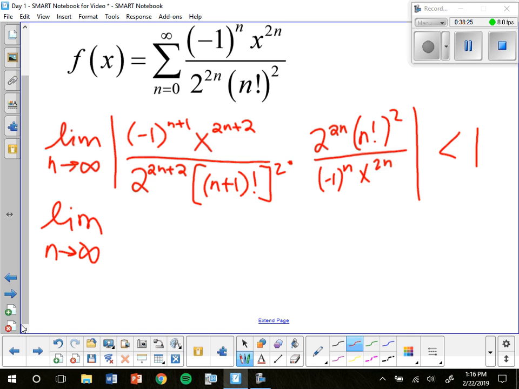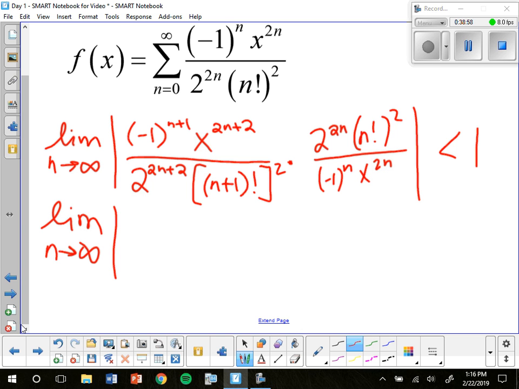I want to start with the stuff that I cannot simplify. Is there anything I can't simplify? No, everything's exponents and factorials, which are really great to simplify. Next, do you see that I have -1 to the n plus 1 over -1 to the n? What does that just equal? Negative 1, which I don't really need to write. Why not? It's in the absolute value, so I'm just going to drop that part. Making it positive or negative doesn't change anything. So I'm going to drop the -1s.